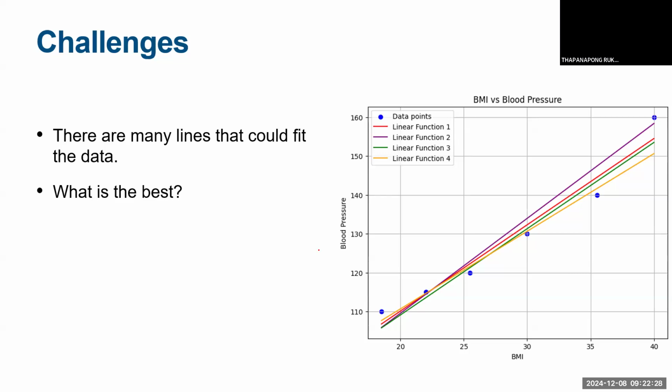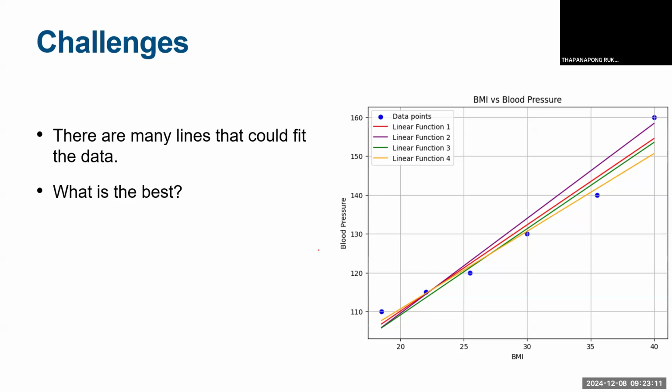Why is red the best? You have red and orange. What is the difference between red and orange? The orange line goes through almost 2 points, right? And with the red line, it is near only 1 point.